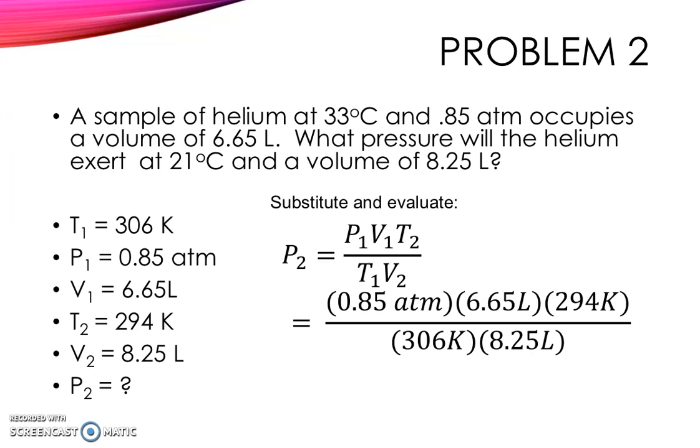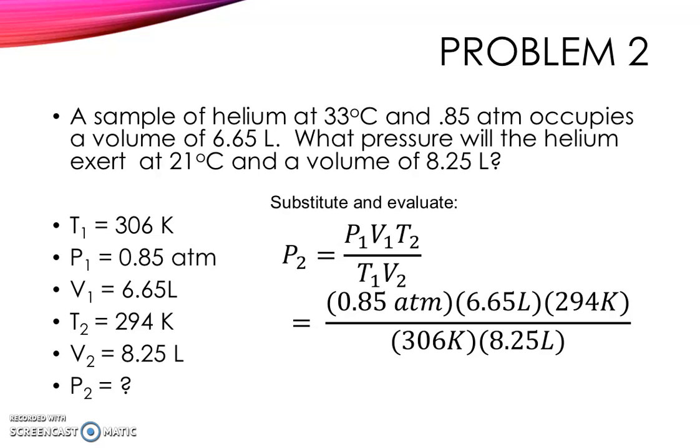So we go and put everything in. We put P1, V1, T2 over T1, which was 306 Kelvin, and my final volume of 8.25 liters. I substitute everything in. I find with combined gas laws, it's a little harder for me to predict my answer compared to my original value. But that's okay, because I can get out my calculator and do the math.